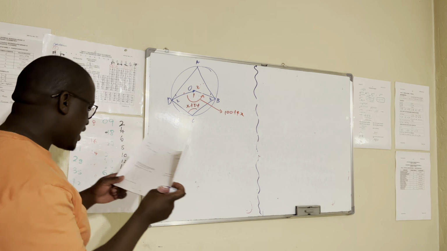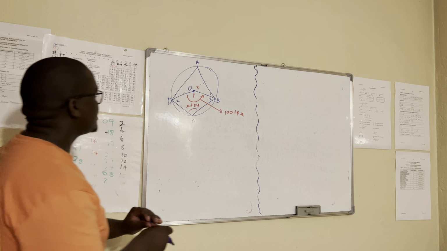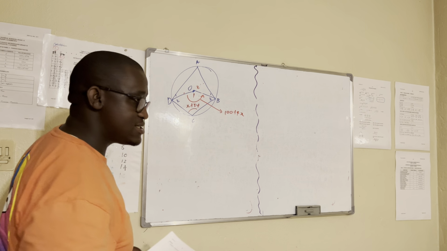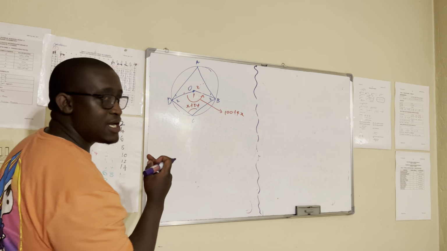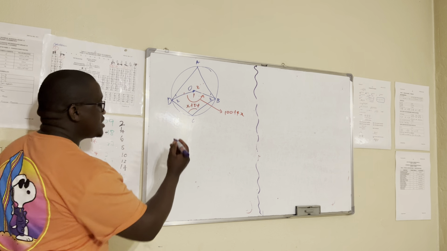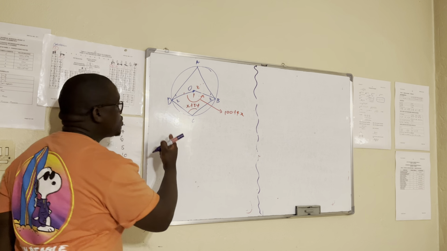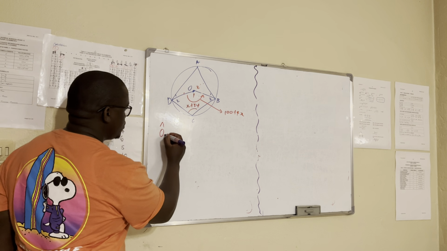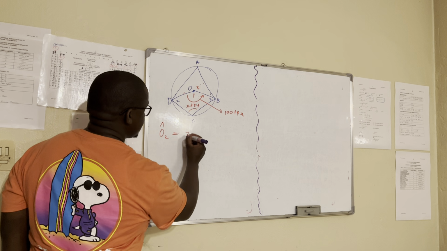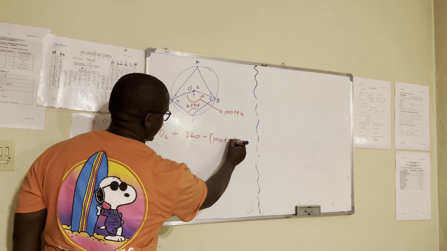Part A. Calculate, giving reasons, the size of x. Which one is x? You cannot equate them directly. The angle at the center, but remember we are speaking about angle relative to this one. So we have to say angle O2 is equal to what? 360 minus (100 plus 4x).